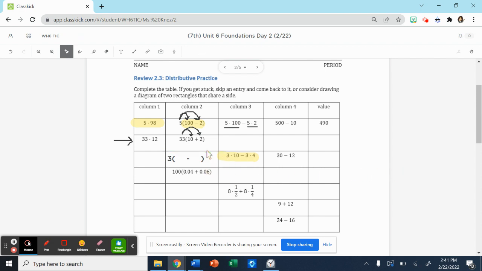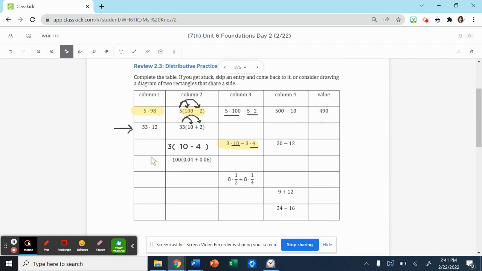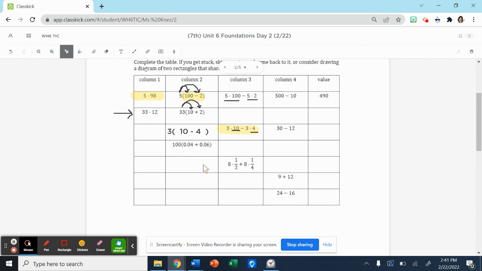I'm giving my 3, or distributing my 3, to 2 terms here, a 10 and a 4. And so inside of my parentheses, I have 10 minus 4. 3 times 10 minus 4. And I would complete the rest of the table entries in a similar way. In column 1, I know I'm multiplying 3 times 6. You have all the information you need to complete the entire table.